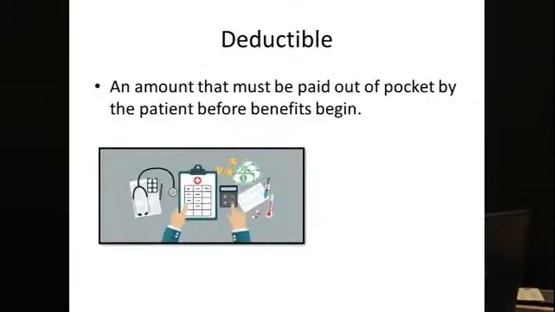Deductible. Deductible is different from a co-insurance or a copay. This is an amount that must be paid out of pocket by the patient before the benefits begin. So, for instance, let's say they have a $500 deductible, and it starts in January. Usually it starts at the beginning of the year. At that first $500, the insurance doesn't even look at. They're saying that's not our responsibility. That first $500, go collect it from the patient.